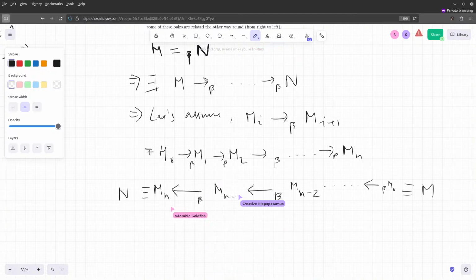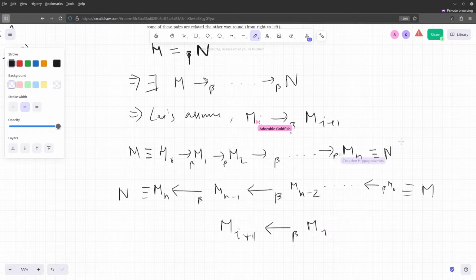And in this chain, what is the pattern? The pattern is that Mi plus 1 is beta reduced from Mi. It's the opposite of this. You see, it's the same thing but written in the other direction. It's literally the same thing. I've just turned it. We're not saying anything new. We're just saying that A is beta reduced to C. It's the same thing as saying C got beta reduced from A. It's just the reverse thing, right?